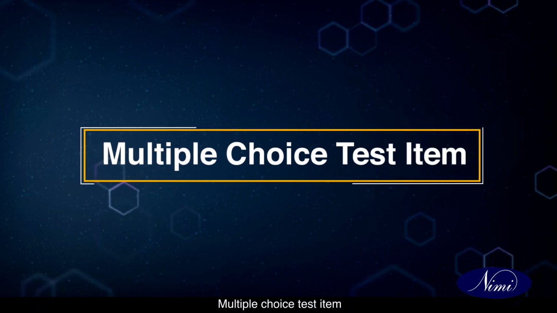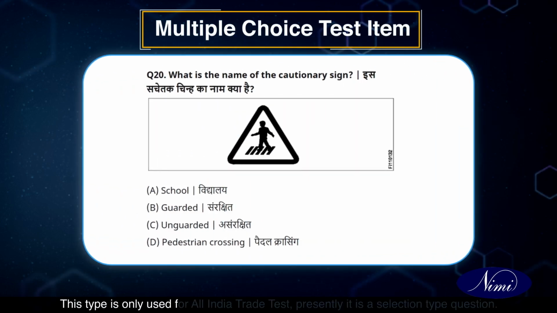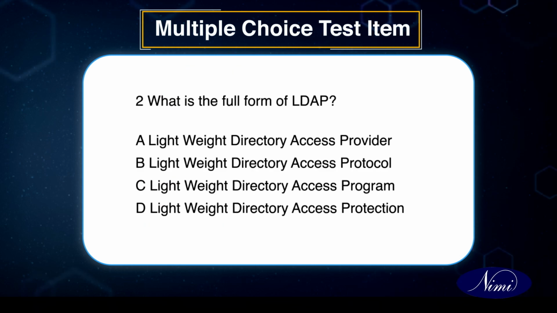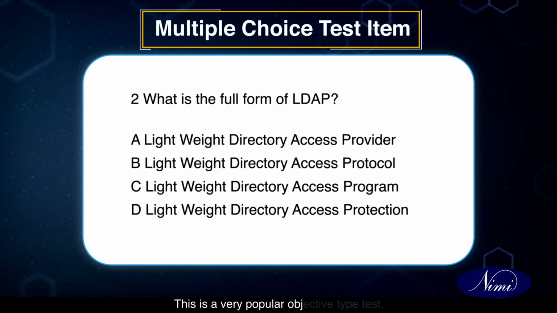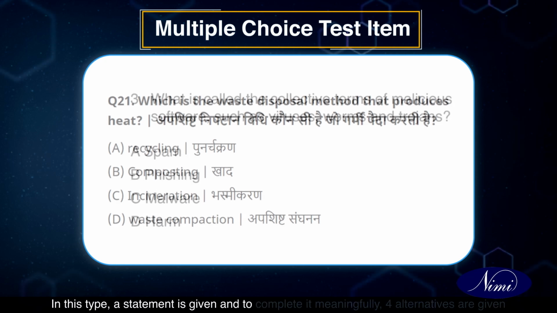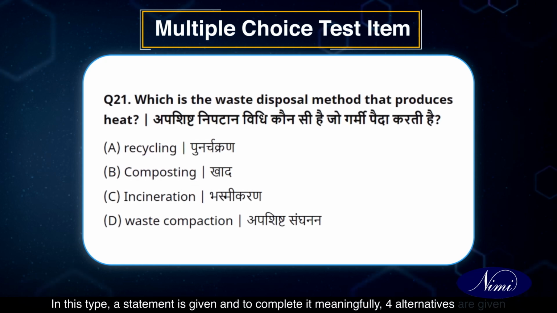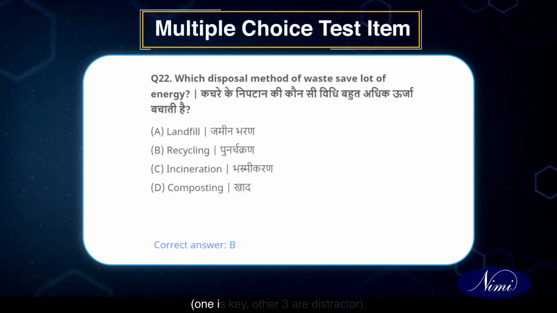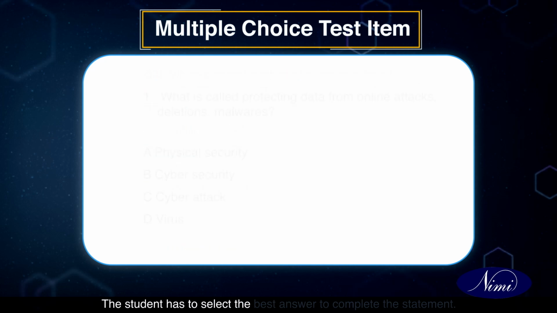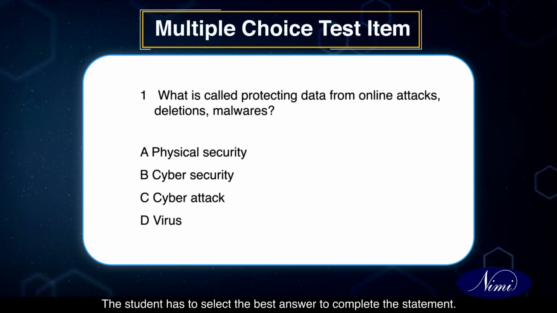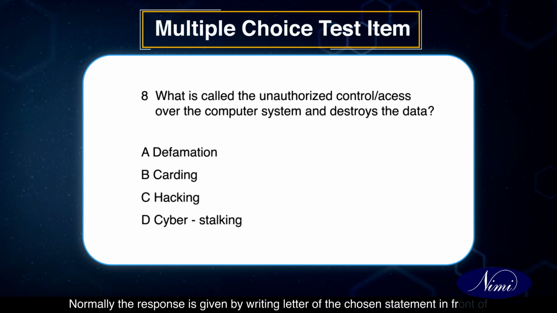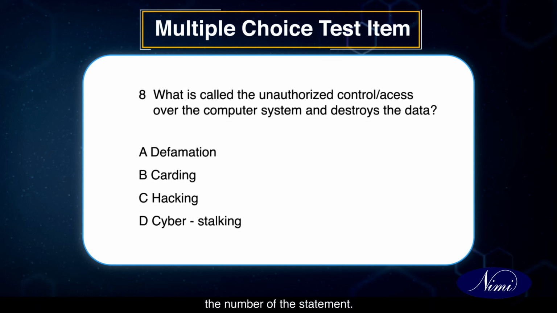Multiple choice test item. This type is used for the All India Trade Test. Presently it is a selection type question. This is a very popular objective type test. In this type, a statement is given and to complete it meaningfully, 4 alternatives are given. 1 is the key, the other 3 are distractors. The student has to select the best answer to complete the statement. Normally the response is given by writing the letter of the chosen statement in front of the number of the statement.